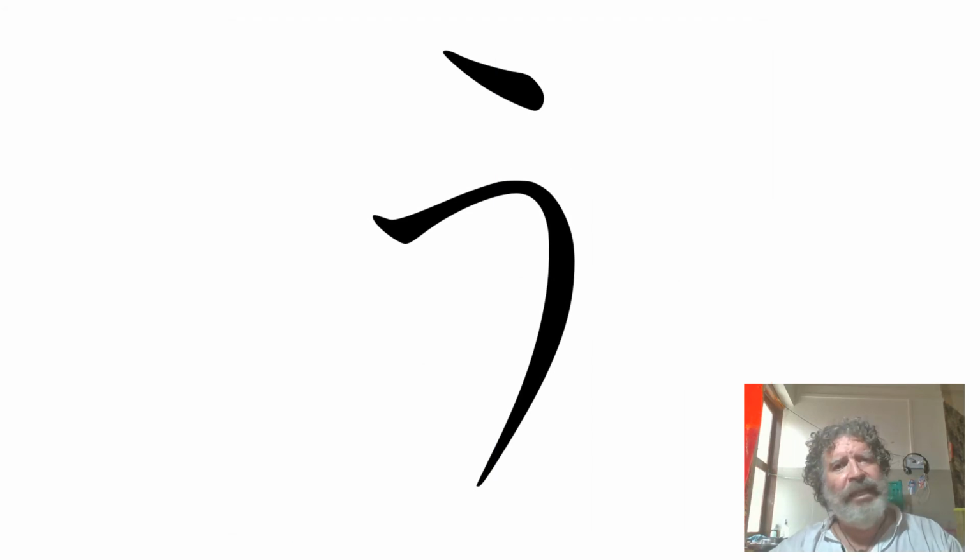The u is quite easy. We have at the top of the u what we call a ten, or a dot. Ten means dot or point. To make a point, kore wa itten desu. Itten. This is one point that I'm going to make. Itten. 1, 2, 3, 4, 5.